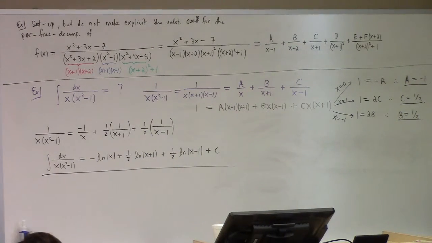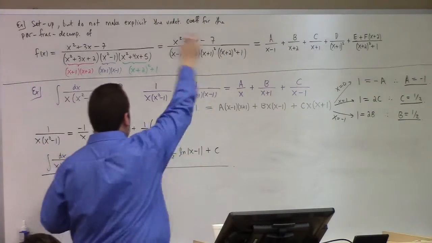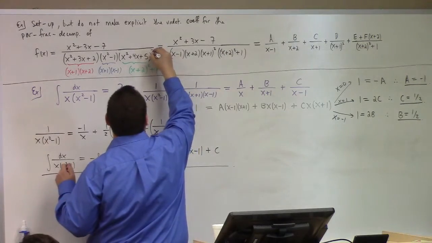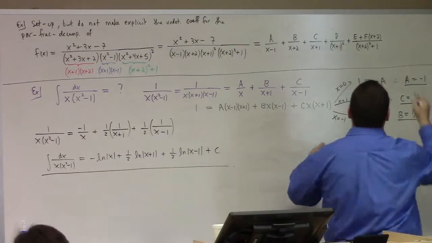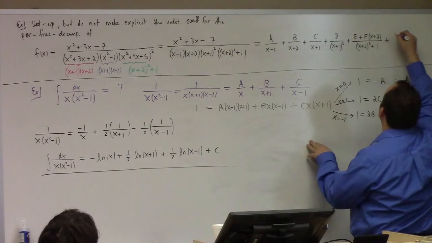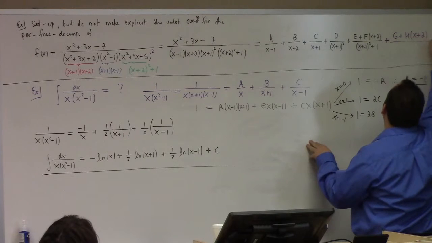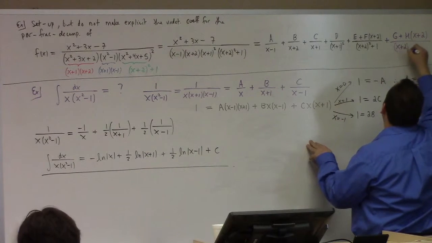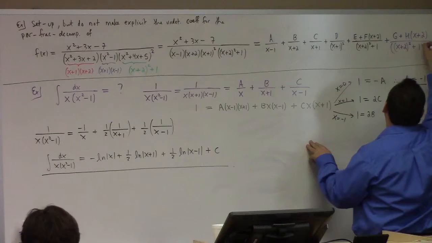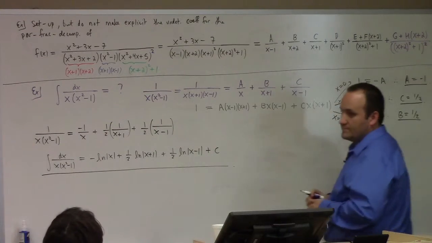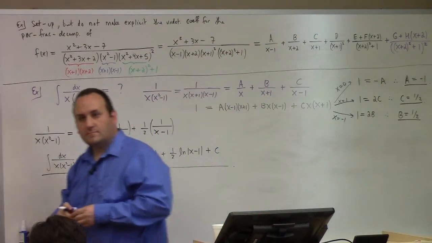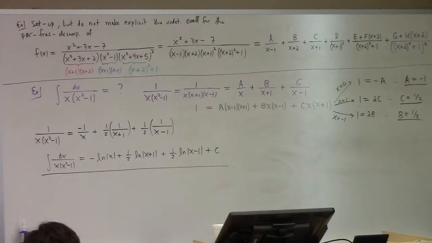Now, I can bump this example up a notch. What would happen if instead of that irreducible quadratic appearing linearly, I put a square here? What happens? All we have to do is add another term: g plus h times x plus 2 over x plus 2 quantity squared plus 1 quantity squared. If you understand this example, you're about 90% of the way to understanding this general advice.